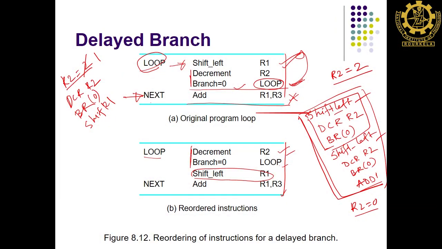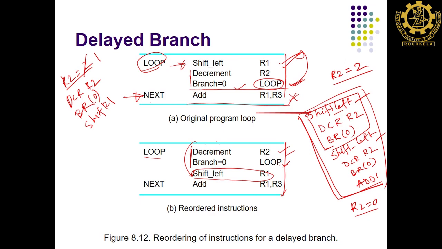What are those two instructions? The decrement and branch. You cannot separate them from each other, because if you see carefully here, the decrement and branch are consecutive. We are not changing that, because the branch will happen based on the previous execution, and the previous execution is decrement. So, here the order is the same, here the order is the same. The only order I change is here: shift was in the first position, but I put it in the second position.